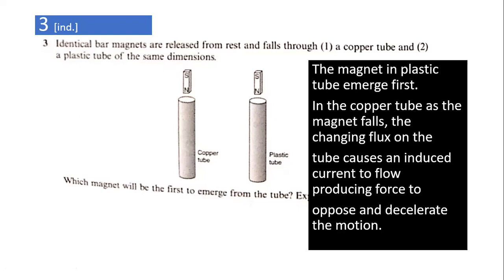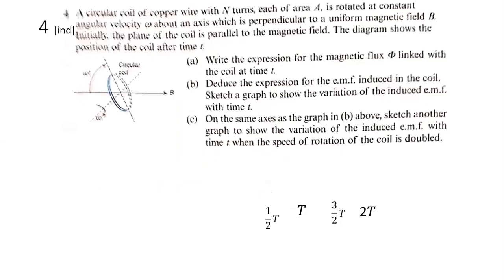Basic idea is the speed is going to increase, the flux is going to change. So there's going to be induced current in the copper tube. The induced current will flow in such a way as to produce a force opposing the magnet falling down. So it will decelerate the magnet. Can? Can. Have we done this one? I think we haven't.